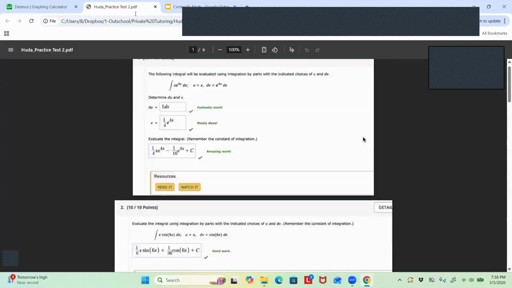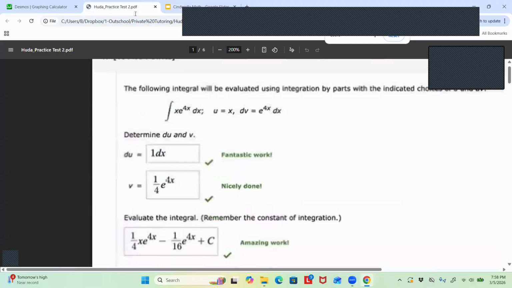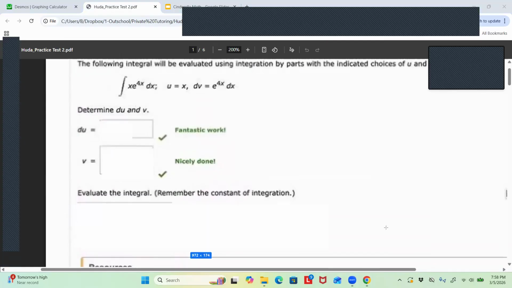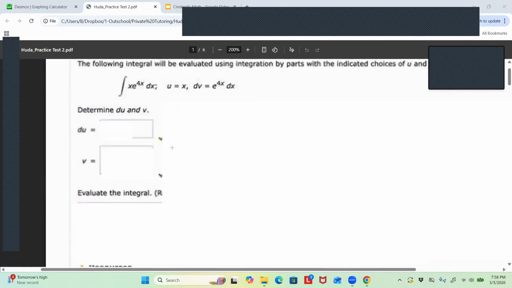Alrighty, here we go. I'm going to zoom tight here. And again, I'm covering up the answers. This is also just one of those Pearson textbook website type of thing. I can white this all out. And this is our first problem. We are going to integrate by parts.